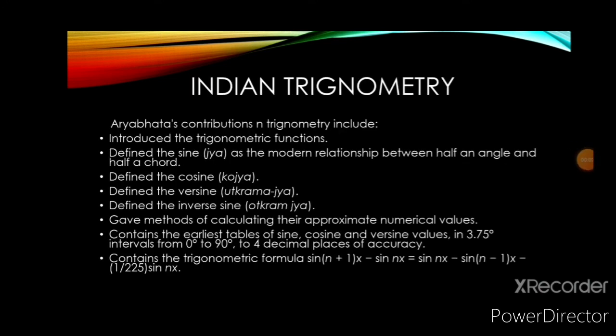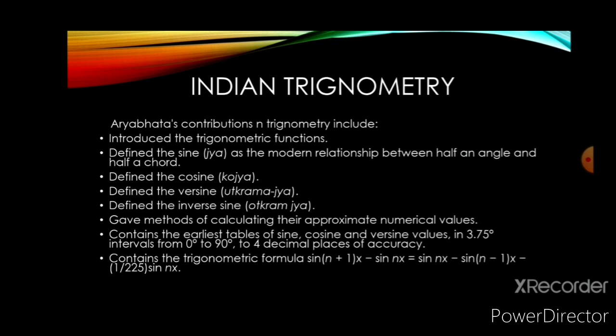Aryabhatta made a significant contribution to trigonometry. It includes the introduction of the trigonometric functions: he defined the sine, jya, as the modern relationship between half an angle and half a chord, defined cosine, kojya, defined versine, utkrama jya, which is 1 minus cosine, and defined inverse sine, utkram jya. He gave methods of calculating their approximate numerical values.